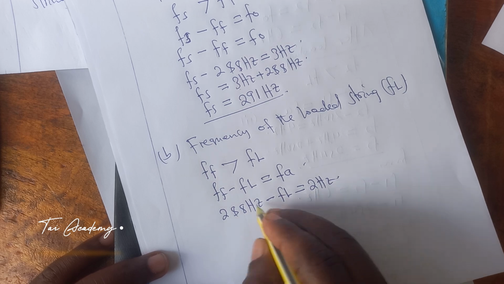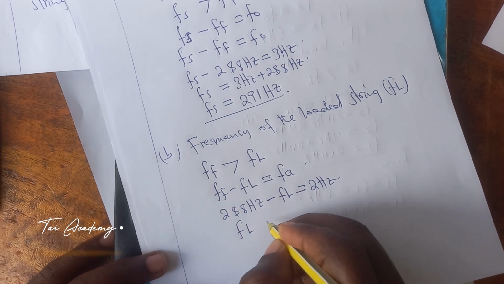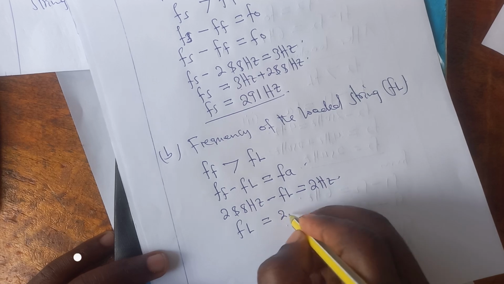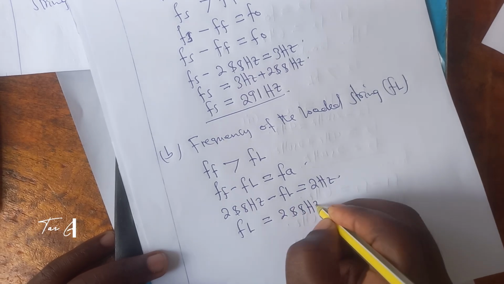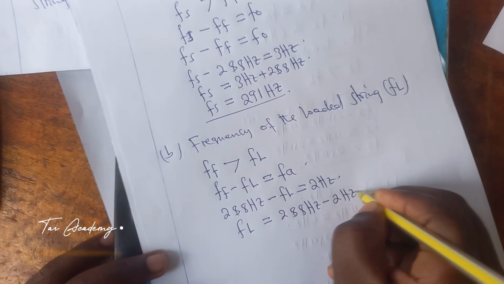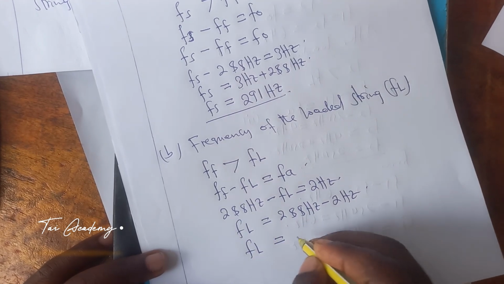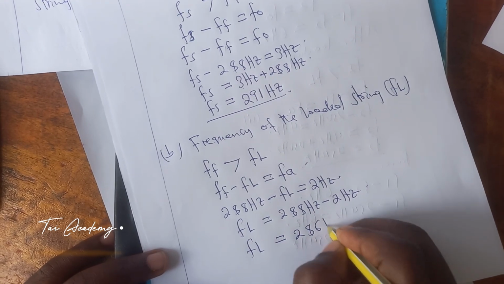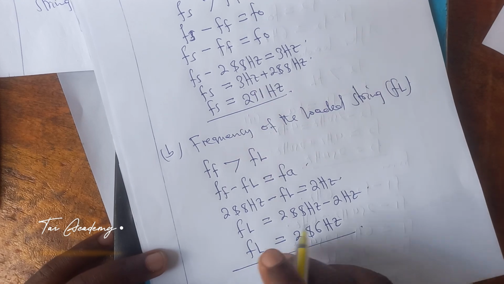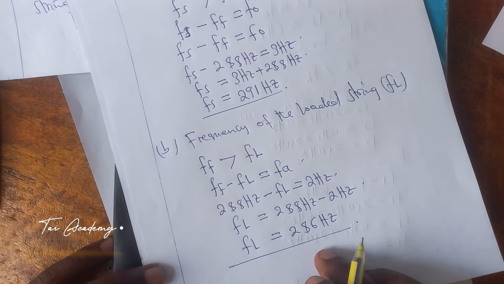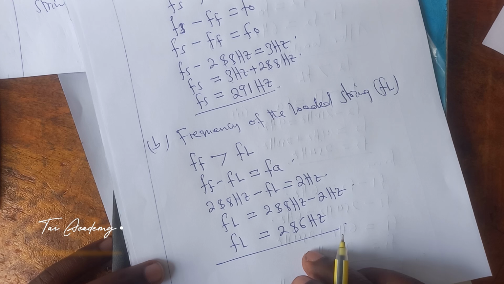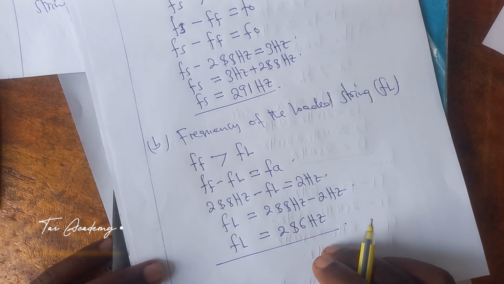Now we take this one to this side. Frequency of the loaded will be equal to 288 Hz minus 2 Hz. Now frequency of the loaded will be equal to 286 Hz. Now this will be the frequency of the loaded fork.